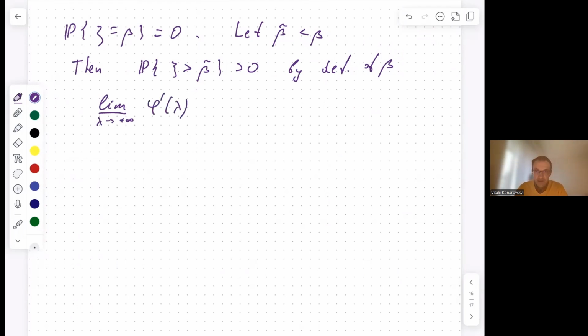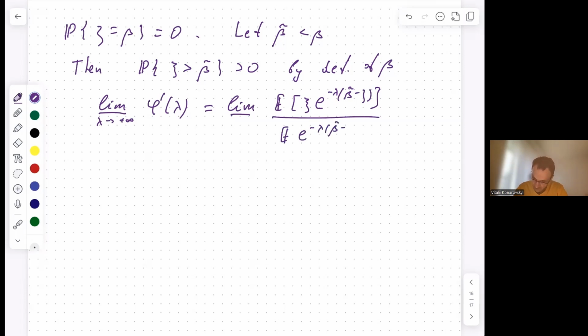And then also we multiply and divide by e to the power minus lambda beta tilde, and you can come to the limit. You have that the expectation of e to the power minus lambda (beta tilde minus xi), divided by the expectation of e to the power minus lambda (beta tilde minus xi).